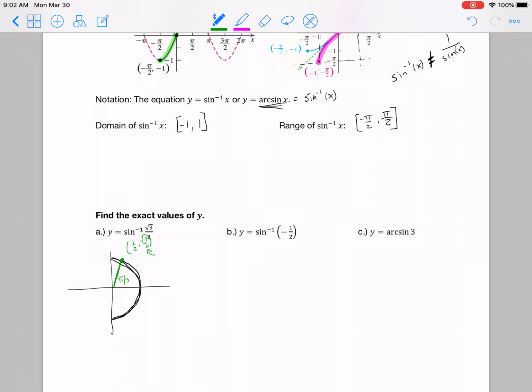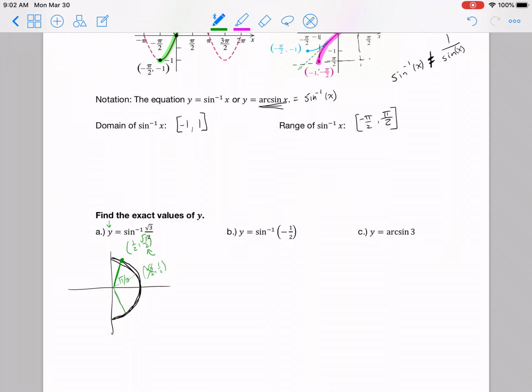If you look at the pi over 6 point right here, it's square root of 3 over 2 and then 1/2. And that's not going to work because the square root of 3 over 2 is in the x part, and we need it to be in the y part. Not because this is a y, that was just kind of chosen to be nice, but because it's sine or arc sine, so we're looking at y values.